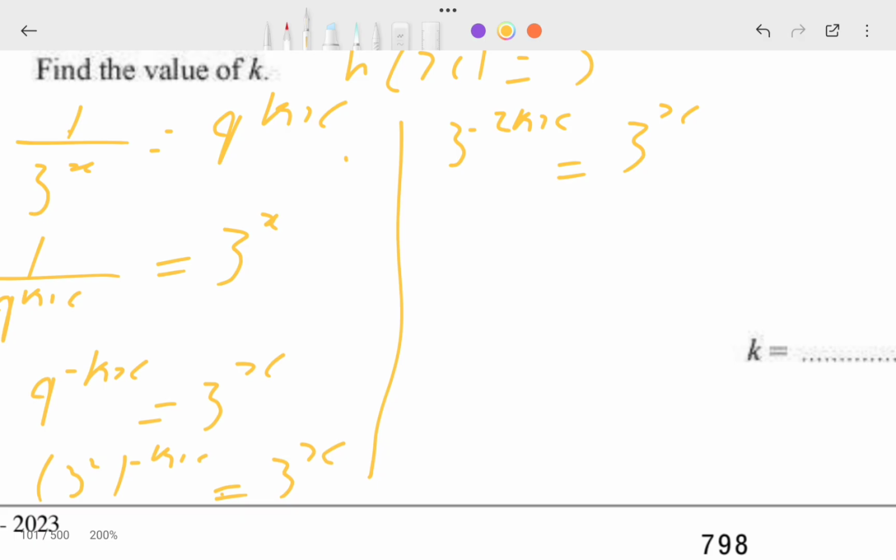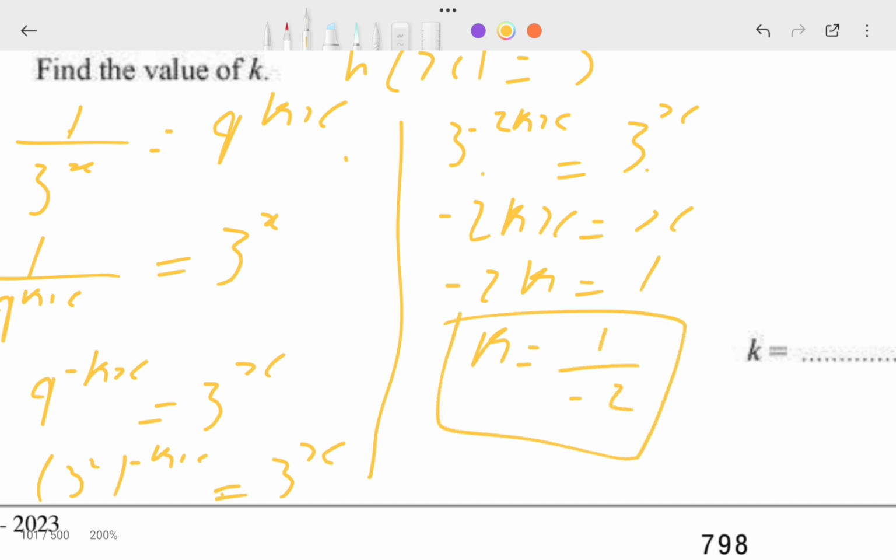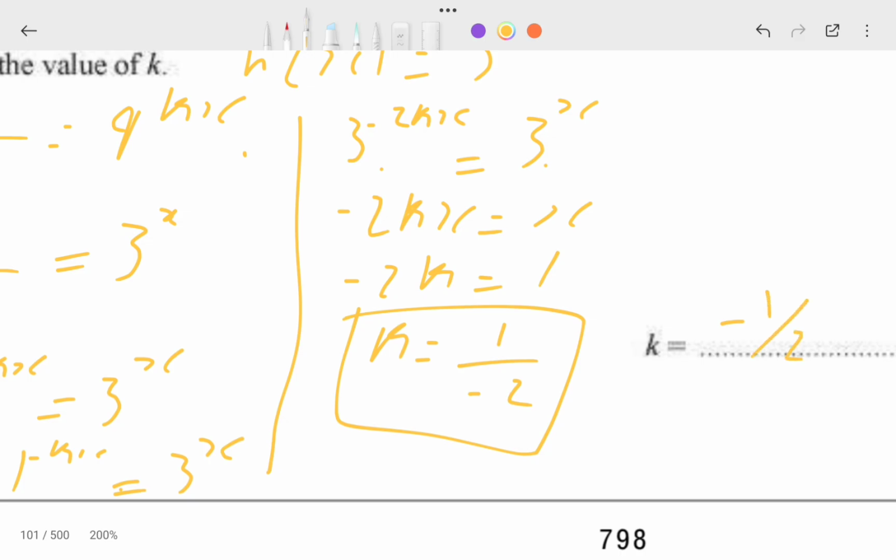Now as the bases of both are equal, minus 2kx is equal to x. Now minus 2k is equal to 1, and the k value will be 1 divided by minus 2. This is our answer, minus half.